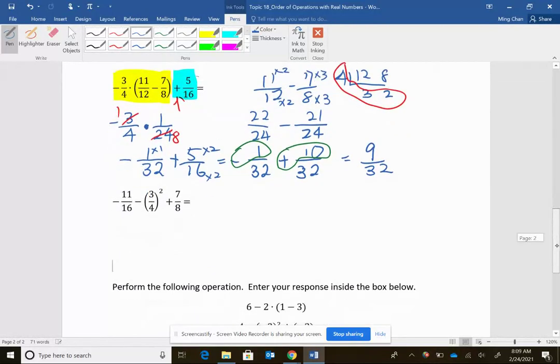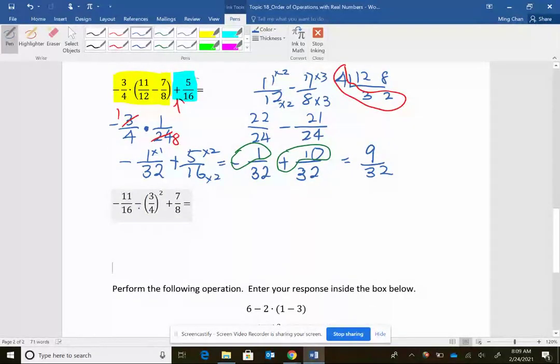All right, the last one. Okay, subtraction sign right here, addition sign right here, so I have 3 terms. My first term is simply negative 11 over 16. My second term is a little bit busy looking. This is actually negative, parenthesis 3/4, whole thing squared. Last term, positive 7 over 8.